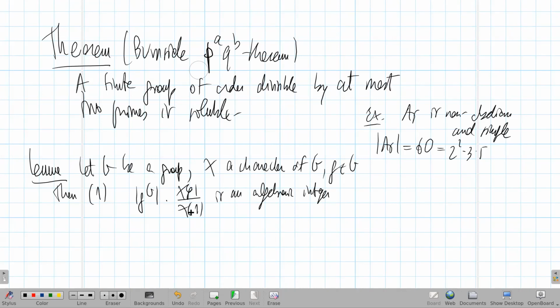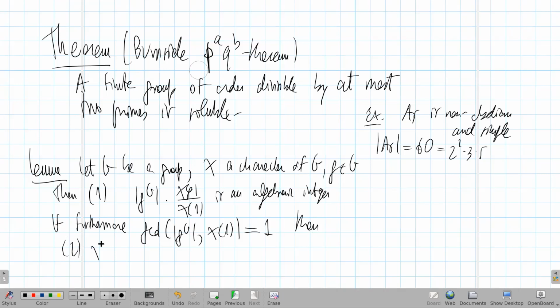And then there are two more things which are valid if furthermore a certain condition holds. The condition is actually, as you will see, natural in the context of Burnside's p^a q^b theorem. And the condition is that the order of the class and the degree of the character are coprime. And then we have two more statements. First of all, that this quotient is an algebraic integer.